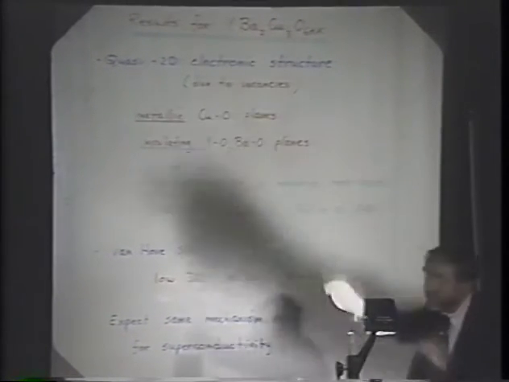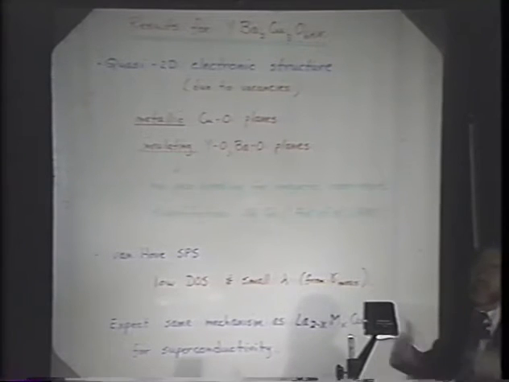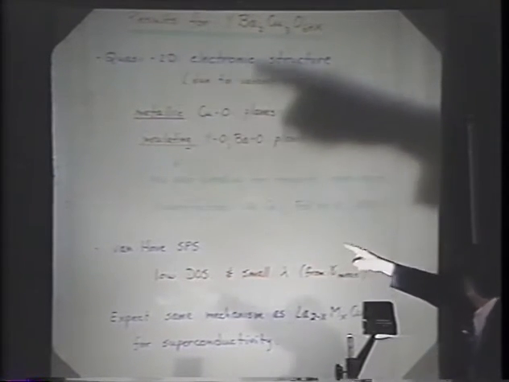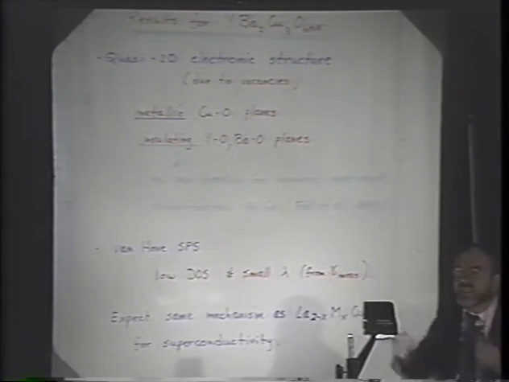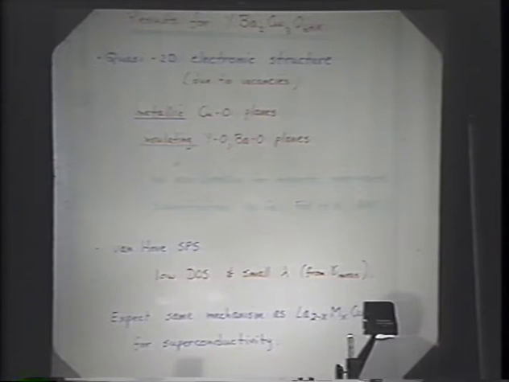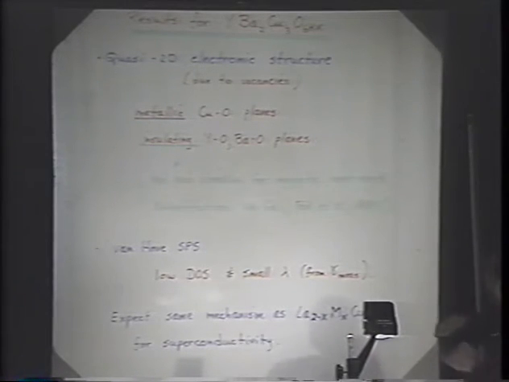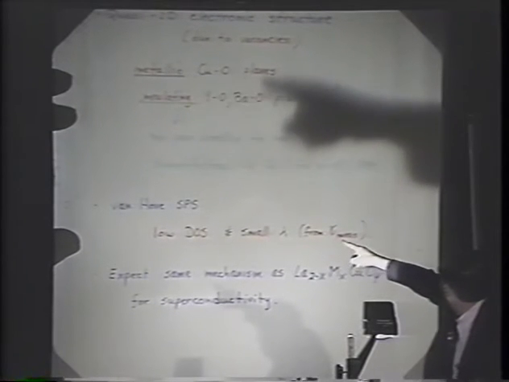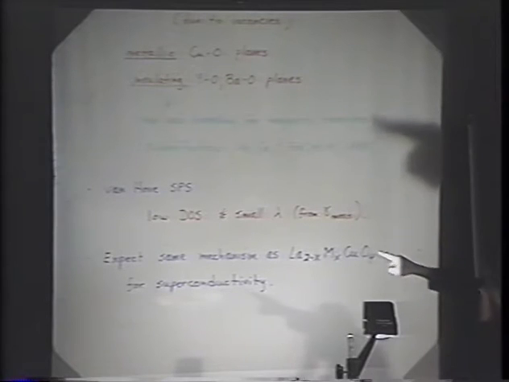We have, again, a very similar result for this system as for the low temperature, the 40-degree low temperature superconductor. It's quasi-two-dimensional electronic structure. In this case, it's due to vacancies. In the lanthanum copper system, the two-dimensional structure was due to the anisotropy in the lattice constants between the C and the A. Metallic copper oxygen planes again. Insulating yttrium oxygen barium oxide planes.